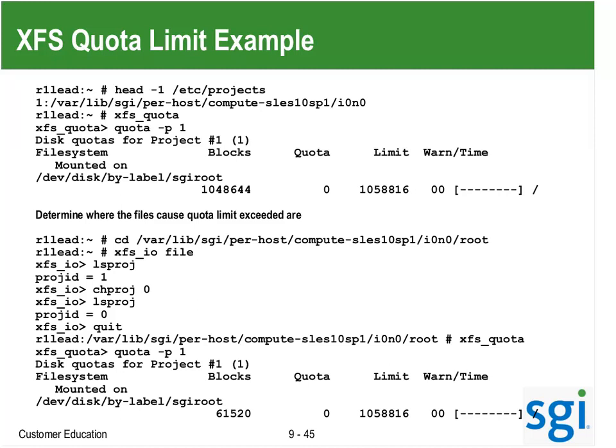So then the hard part is finding what file caused the quota limit exceeded. So I went to the lead node, go into /var/lib/sgi/per-host/image-name/node-name, and then start looking around. I can find a file, and with xfs_db, look at the file, get its project ID, set it to nothing, quit, and then quota -P actually showing what the quota limit was.